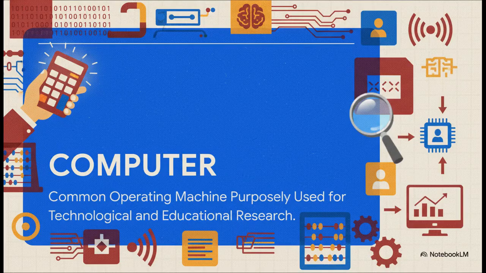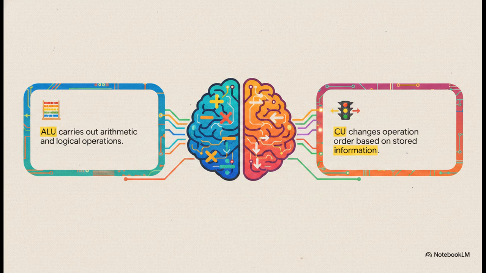Okay, so back to that acronym I just mentioned, computer actually stands for Common Operating Machine, purposely used for technological and educational research. It's pretty brilliant, right? The root of the word comes from the Latin computere, which simply means to compute. So at its most basic definition, it's just an electronic machine. It accepts data from you, the user, processes that data by crunching some calculations, and then generates your desired outcome. It's kind of like a giant puzzle.